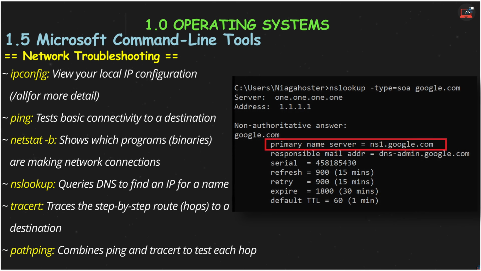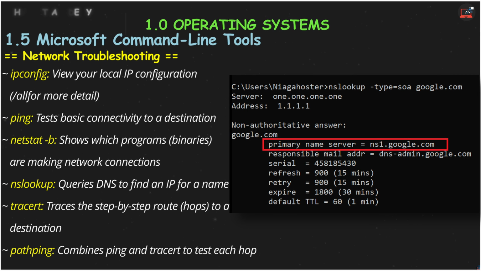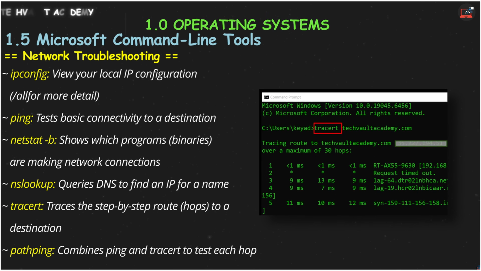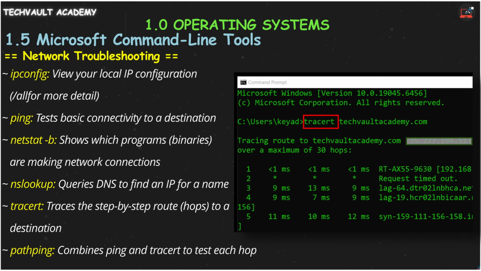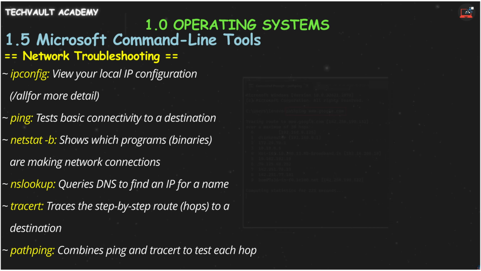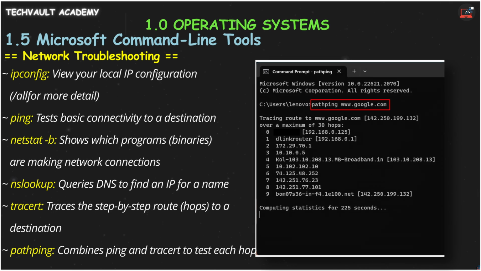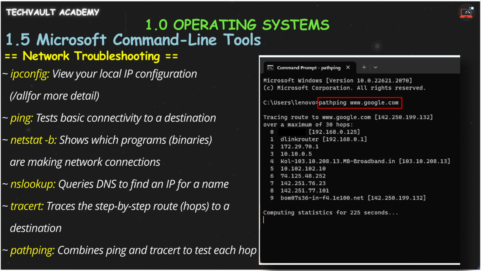nslookup lets you query a DNS server to find the IP address for a name. Tracert traces the route, showing you every single router hop a packet takes to reach its destination. And pathping is even better. It combines ping and tracert to test the connection quality at every single hop along the path.